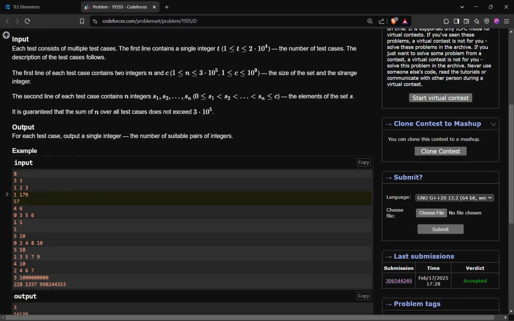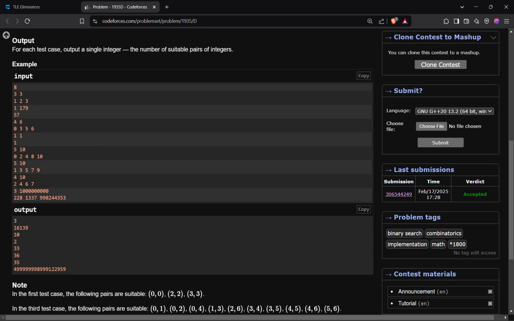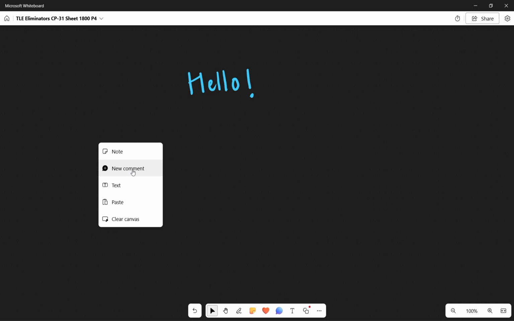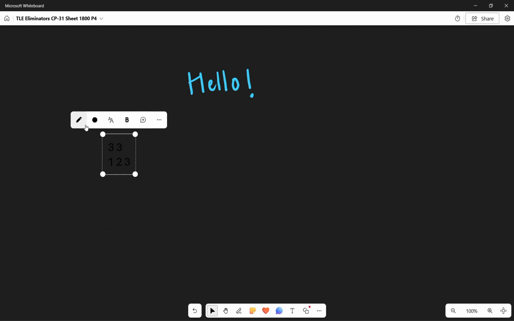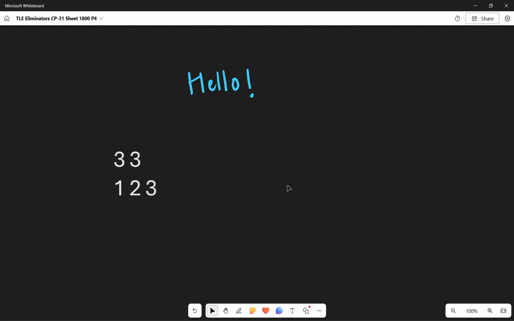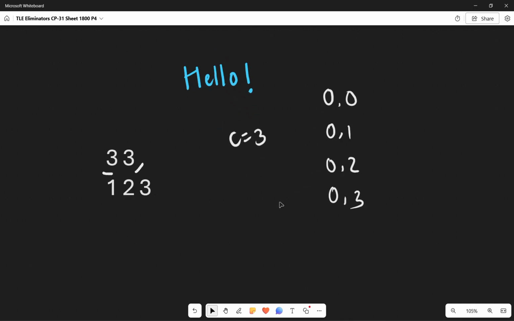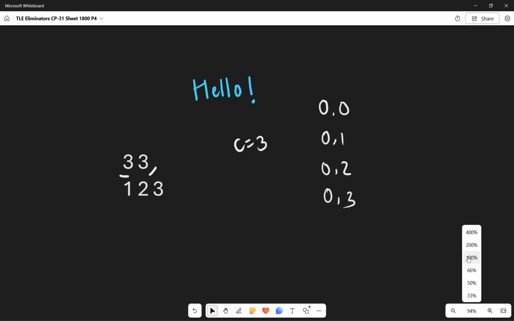The first test case. Okay, so for the first test case it is like, looks good. Yes, so here n is equal to 3 and c is also equal to 3. So my candidate pairs are 0 comma 0, 0 comma 1, 0 comma 2, 0 comma 3. Okay, let me make it 100.